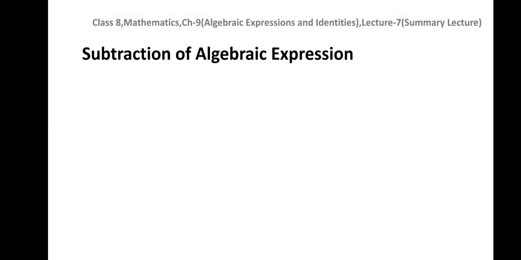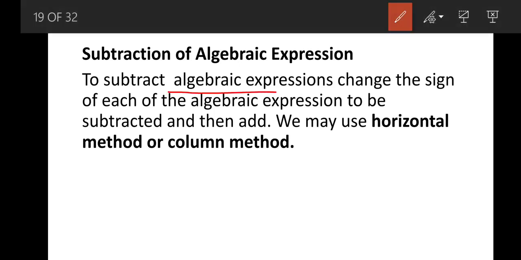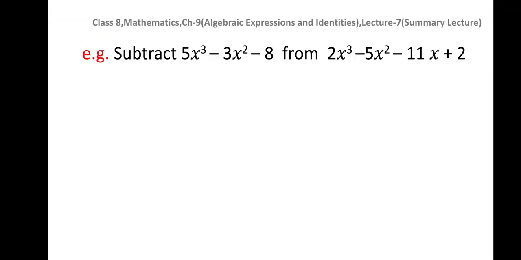Now coming to subtraction of algebraic expressions. To subtract algebraic expressions, change the sign of the algebraic expression to be subtracted and then add. We need to change the sign of the algebraic expression which is to be subtracted and then add. We may use horizontal method or column method as we have done in case of addition. Let us do this example now.